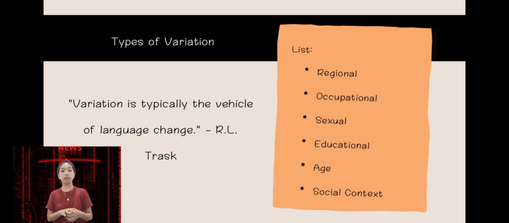For example, slang used by teenagers might be different from the language used by the older generation. Lastly, social context variation. This means that people may use language differently depending on the social settings or situation. For example, the language used in formal business settings may be different from the language used in casual social gatherings.